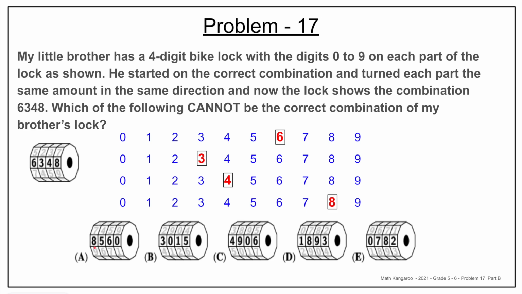So we have here 8, 5, 6, 0. Going through the first segment, we see 8 here, which is two numbers after the original number. So we go here and say 5, 6 and 9. After 9 it is 0. So we have 8, 5, 6, 0. So this is possible. So this is not our answer.